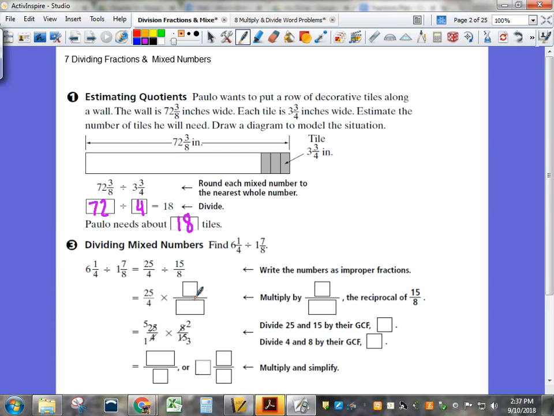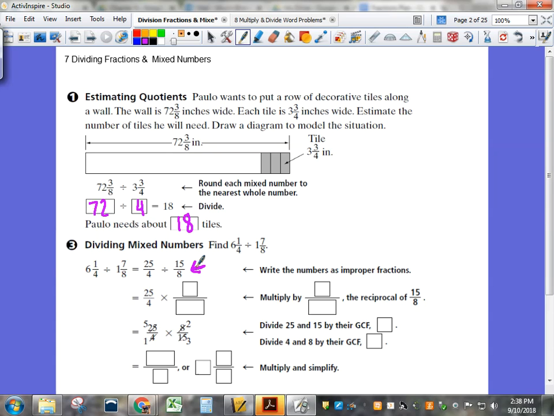So we have 6 1/4 divided by 1 7/8. My first step, just like with multiplying, is to make my mixed numbers into improper fractions. So 6 1/4 is 25 over 4, and 1 7/8 would be 15 over 8. So I have my problem set up correctly as a division problem.